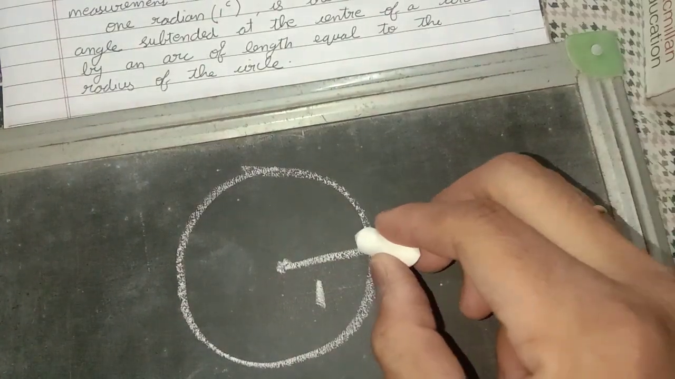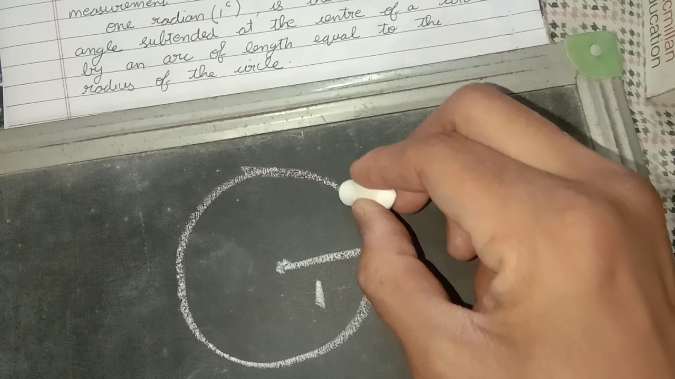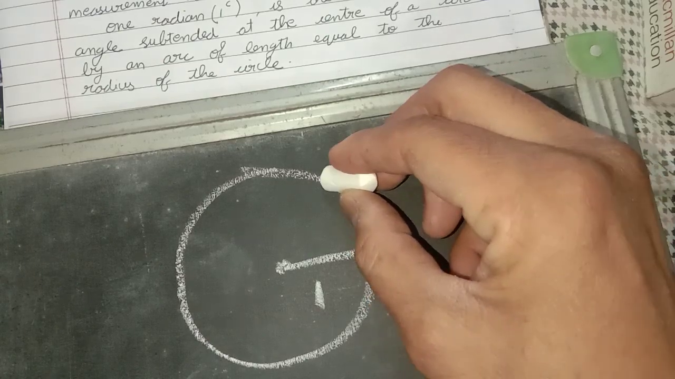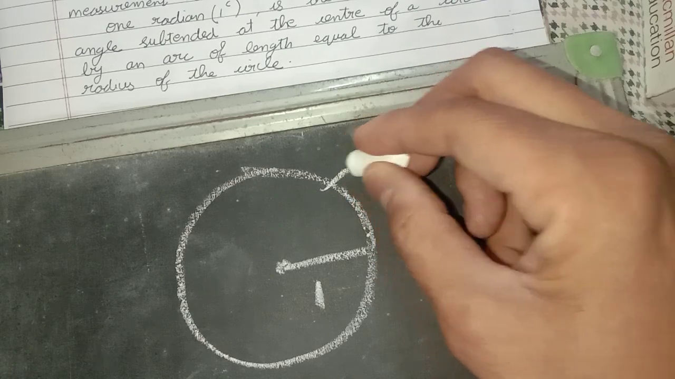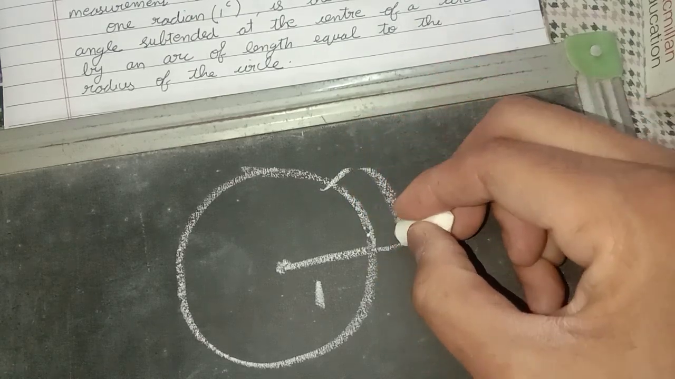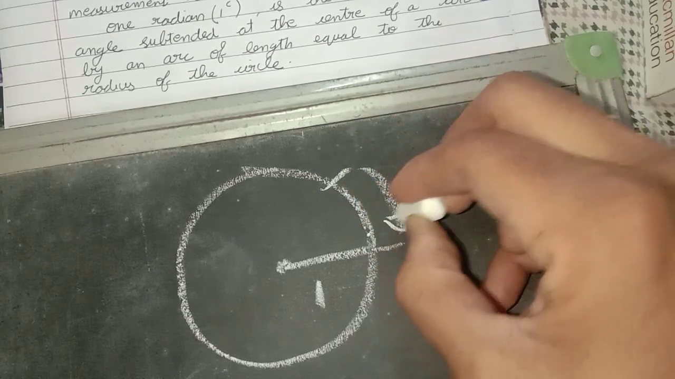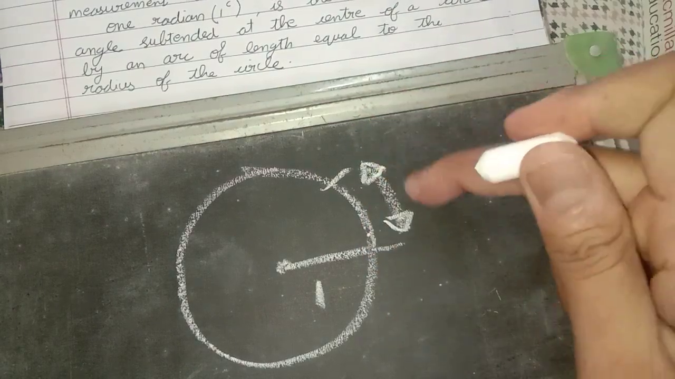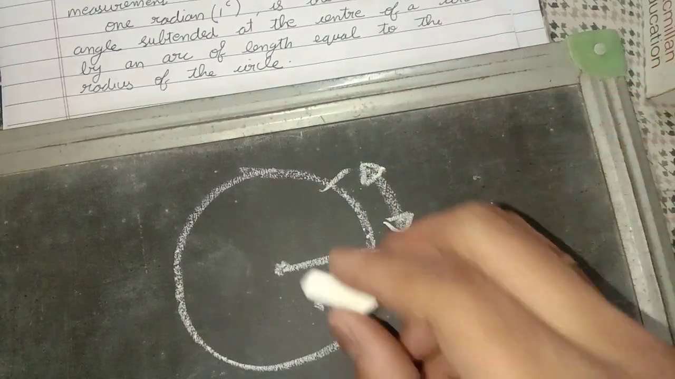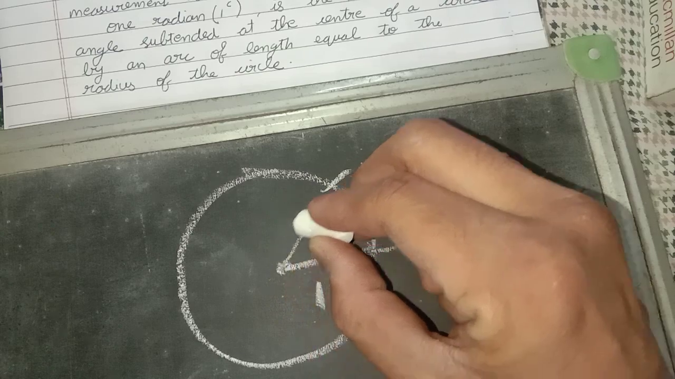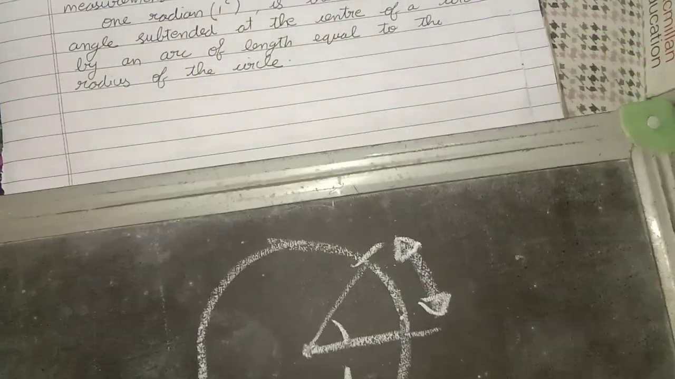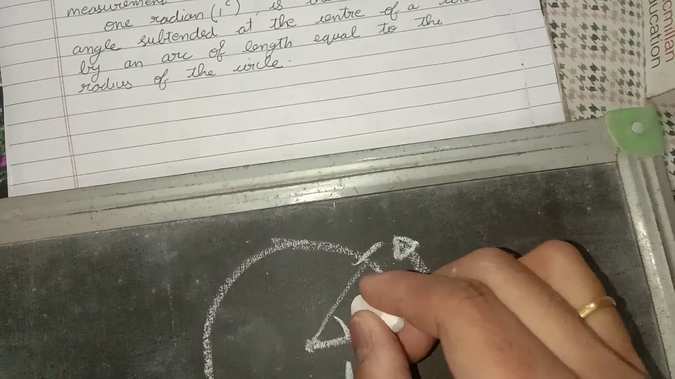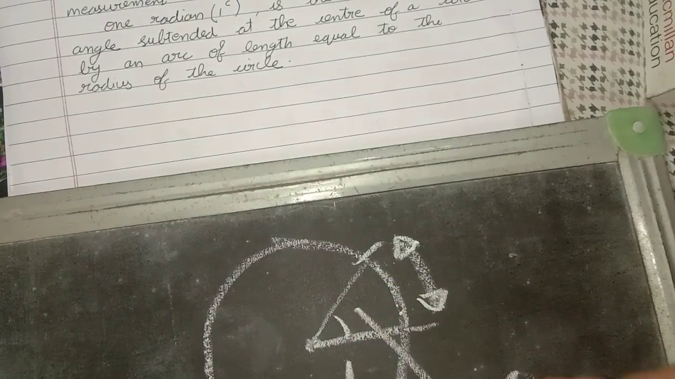So now what you have to do is draw an arc, or consider an arc whose length is 1 centimeter. So the length of this particular arc is 1 centimeter. The angle which will be subtended over here is called 1 radian. It is denoted as, here I will write, this angle will be 1 radian.